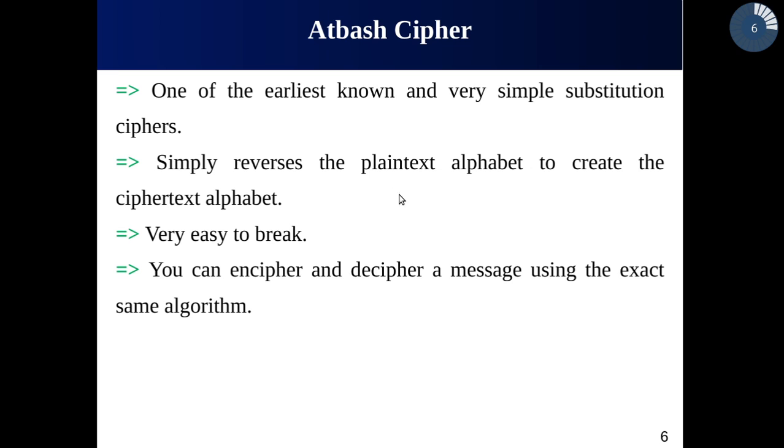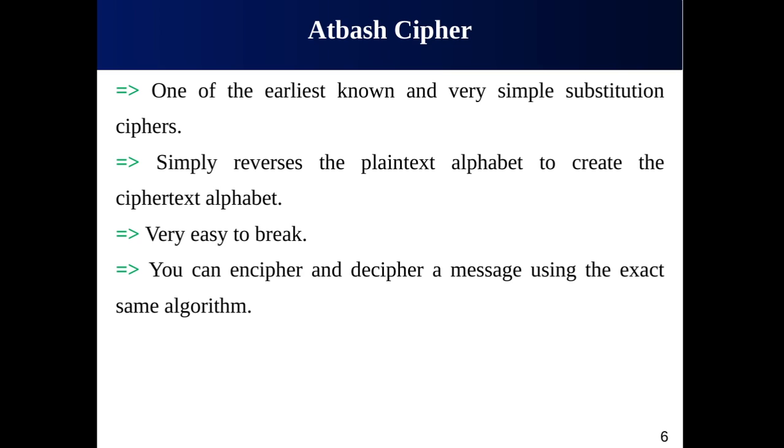Now let us study some basic classical cipher techniques. The first one is known as Atbash cipher. This is the first example of our list. It is one of the earliest known and very simple substitution ciphers. It is simple nowadays, but I am sure at that time it would be difficult for people to break communication which was encrypted by using the Atbash cipher. And it is an example of a substitution cipher.